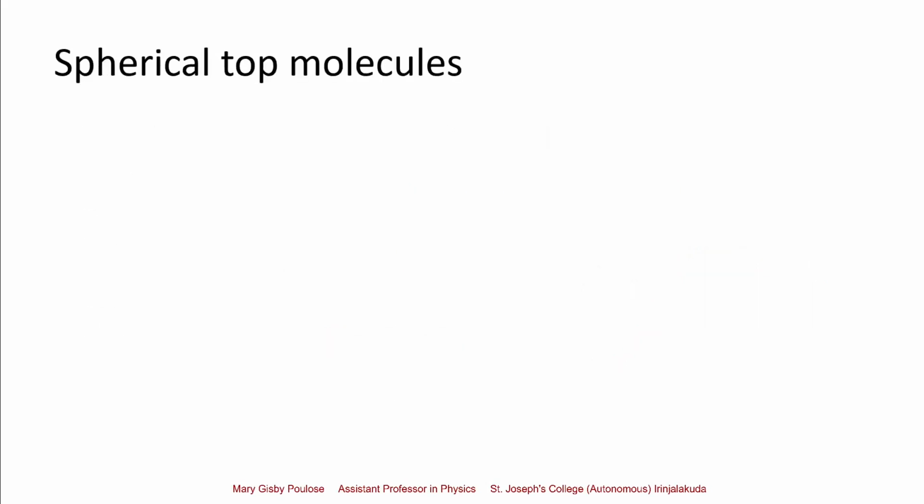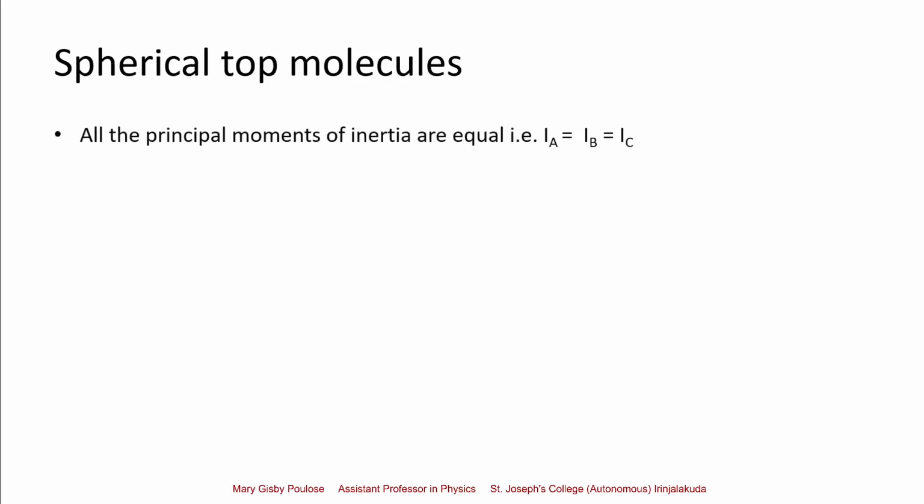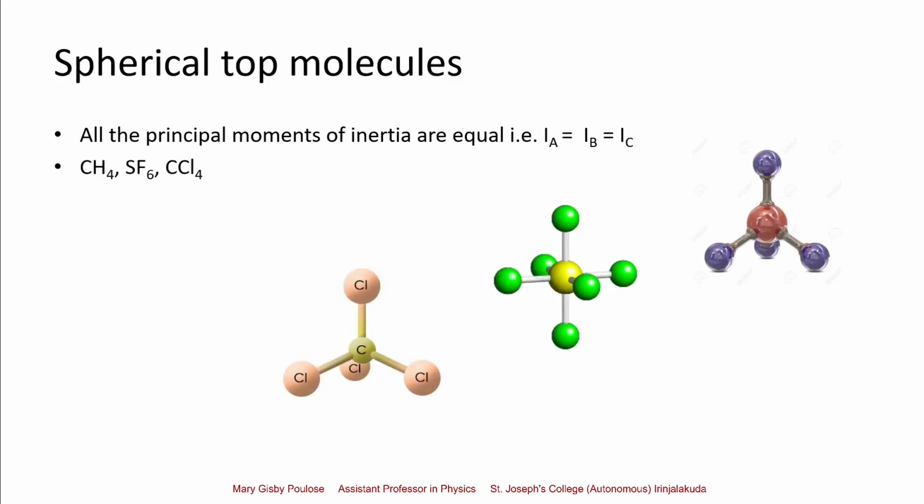Now, the next type of molecules are the spherical top molecules. Here, all the principal moments of inertia are equal. That is, IA equals IB equals IC. The examples are the CH4 molecule, SF6 molecule, and CCl4 molecule. That is methane, sulfur hexafluoride, and carbon tetrachloride.